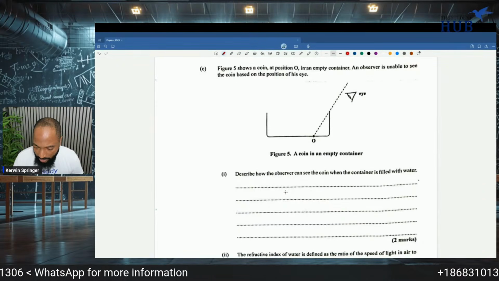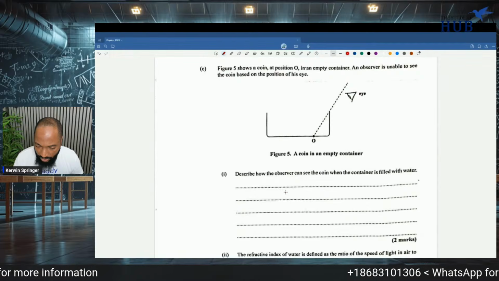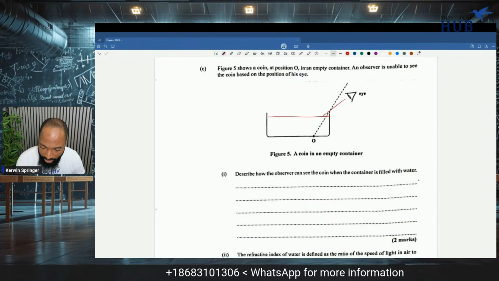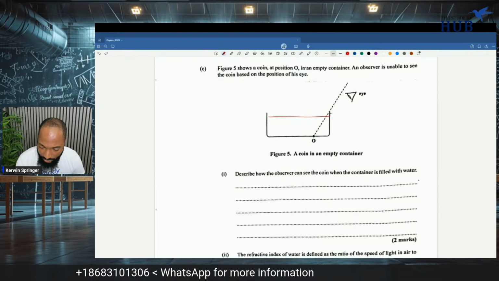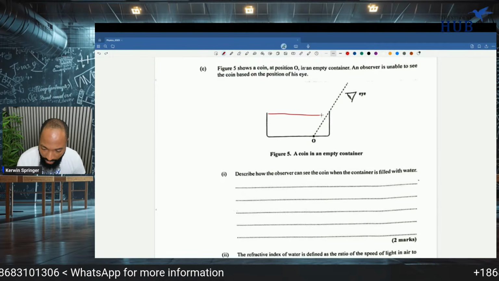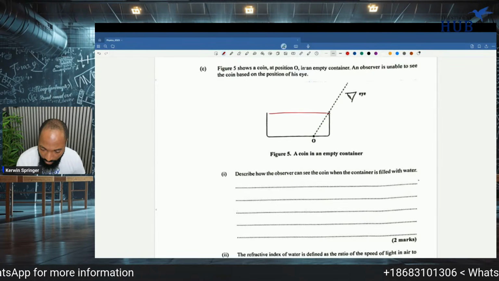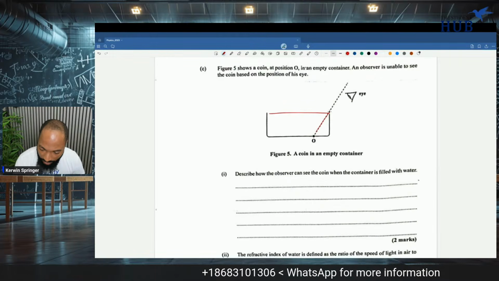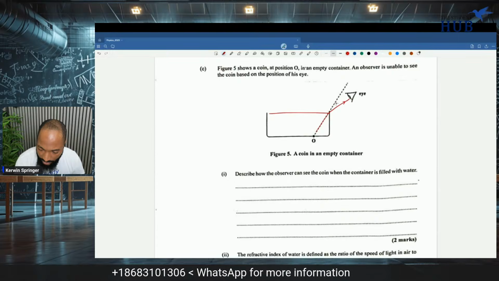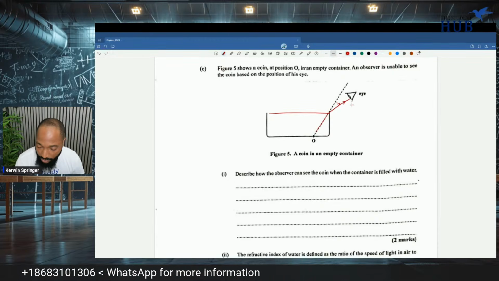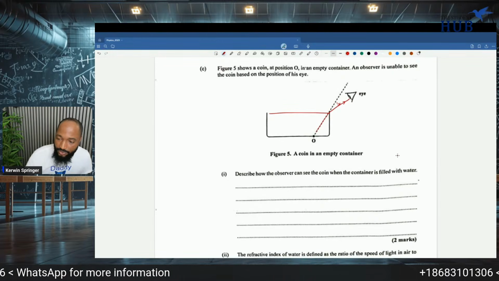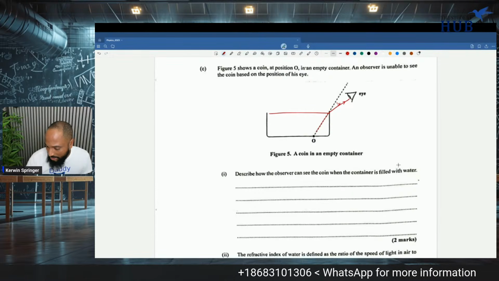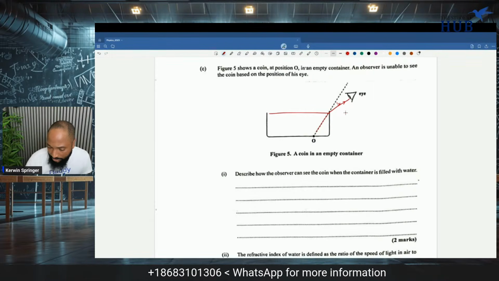Describe how the observer can see the coin when the container is filled with water. Right, so remember, the light doesn't come this way. The light goes this way into your eye. So when this is filled with water, light waves, when they reach the surface of the water, refract, which means they bend away from the normal since it's going into a less dense medium. So here's how we're going to say that to collect our 2 marks. I think they're looking for refracts, and I think they're looking for bends away from the normal.